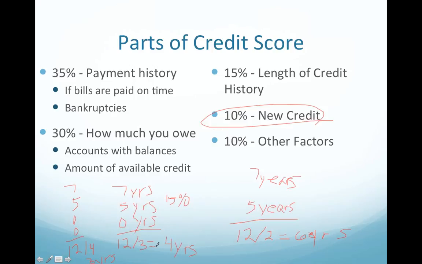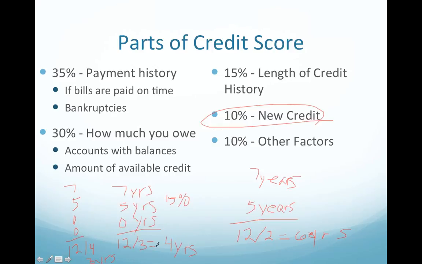15% is based on the length of your credit history. 10% is based upon new credit, and 10% is based upon other factors. Okay, so we see that having a good credit score is not about bad credit, good credit, excellent credit, or poor credit. It's about your financial health.